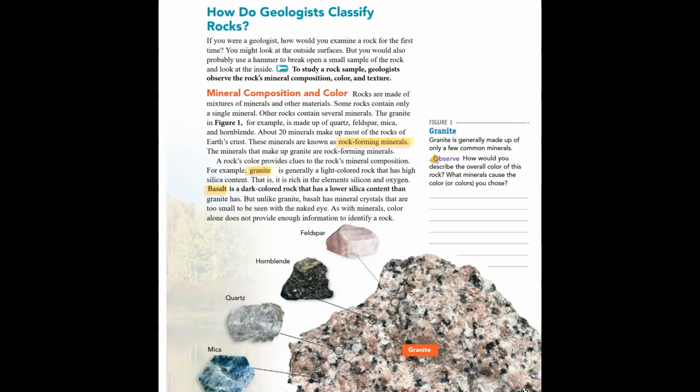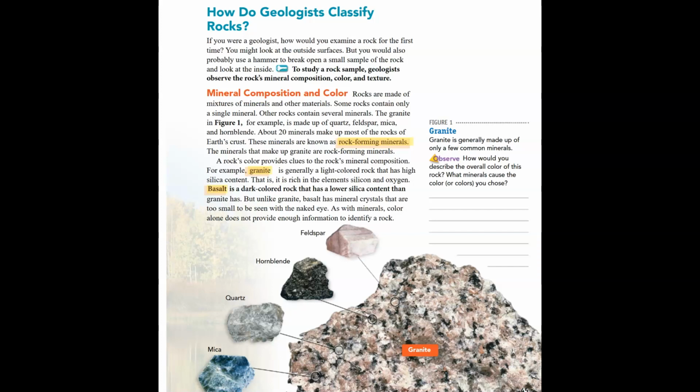How do geologists classify rocks? If you were a geologist, how would you examine a rock for the first time? You might look at the outside surfaces, but you would also probably use a hammer to break open a small sample of the rock and look inside. To study a rock sample, geologists observe the rock's mineral composition, color, and texture.